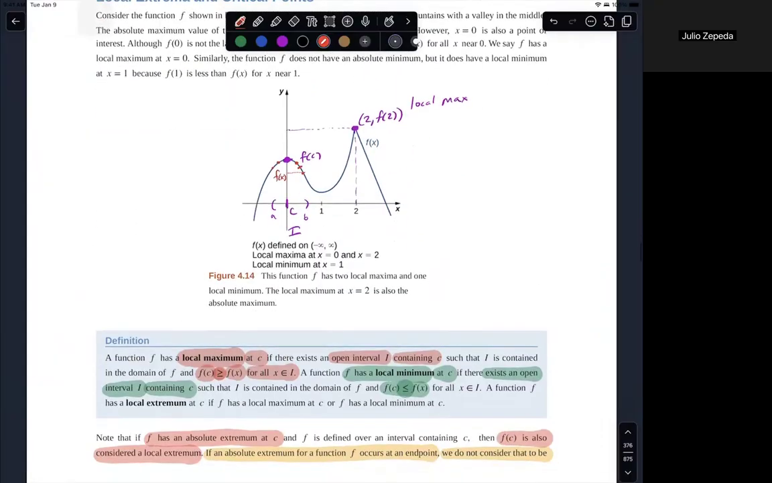So here we can see at this local max, the slope of the tangent line is equal to 0, or if we want, f prime of c is equal to 0. And then f prime of 2 is undefined. Okay, we can see since there's a bit of a corner or a cusp there, the derivative is undefined. And that also is a clue that there might be a local max or local min there.